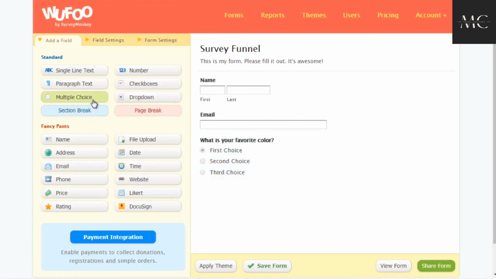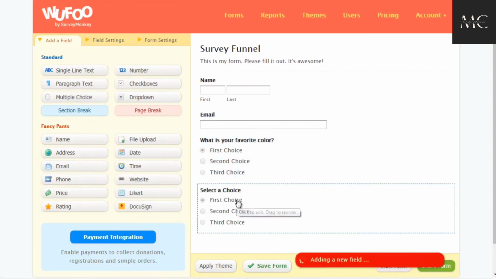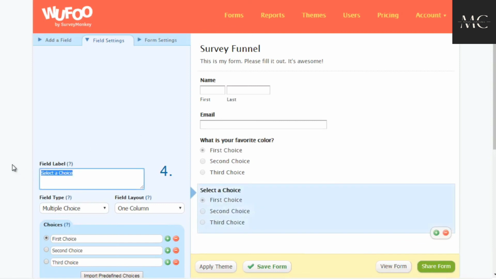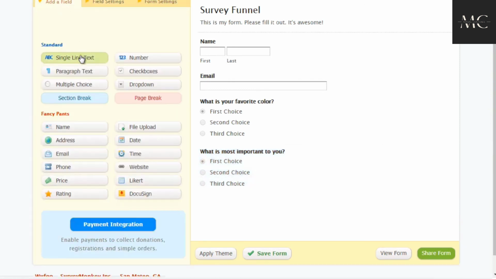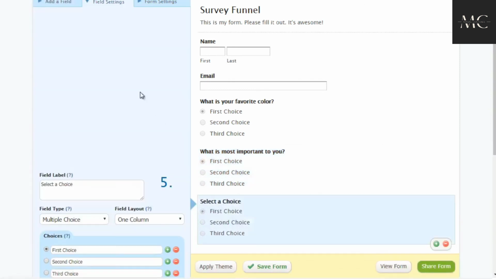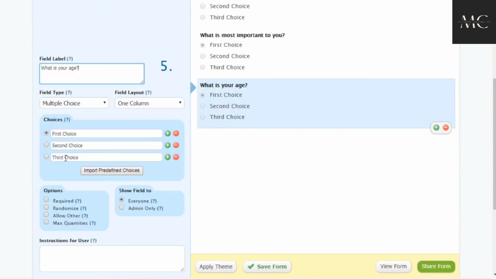And then you can get into the nitty-gritty, such as multiple choice. What is most important to you? We can add another one that says maybe what is your age? What is your age? So we could have 25 to 34. We could have 35 to 44 based on what we saw earlier, 45 to 55.